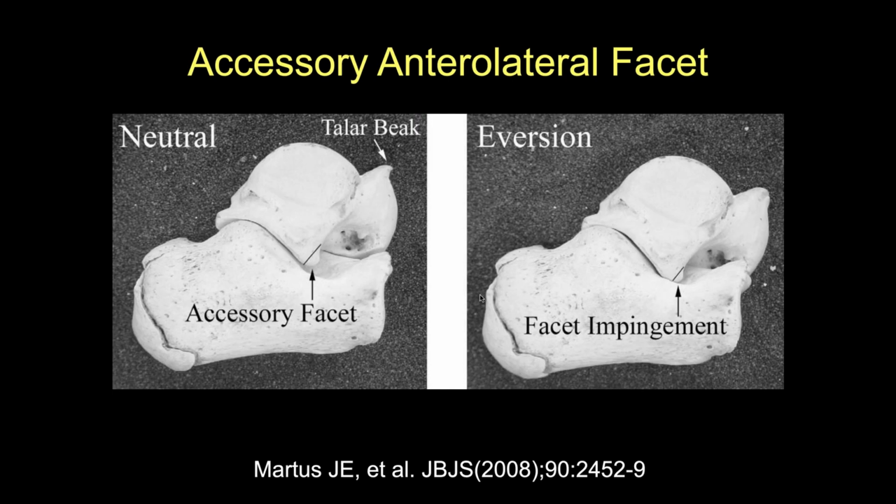Another one, good. And then this is just from a cadaver study, which shows the accessory anterior facet here. This is in neutral position, and then in eversion we can see that you can get impingement here against the calcaneus, which ends up causing eburnation and then the bone marrow edema pattern through there. So that's the accessory anterolateral facet.